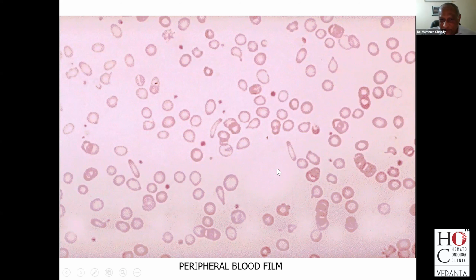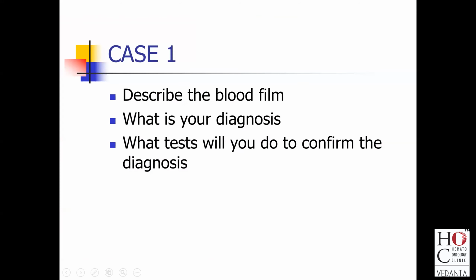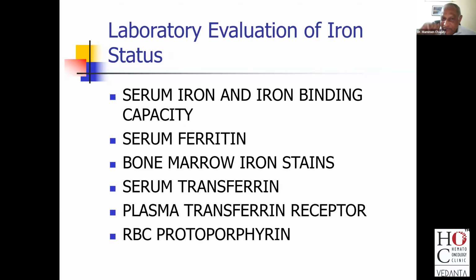Hypochromic microcytosis with teardrop poikilocytes, right? Straightforward diagnosis. What tests will you do to confirm the diagnosis? You'll do an iron binding capacity and serum iron. You'll do a ferritin. Nowadays, nobody does a bone marrow for iron. Next, if you have it, you may do a serum transferrin or a transferrin receptor level, right? These are the tests you would do.